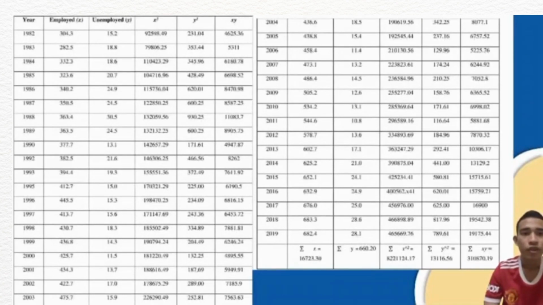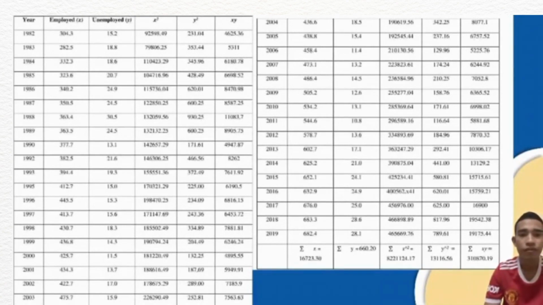Repeat the same procedure for the other years and complete the table. Next, find the sum of each X, Y, X2, and Y2. Just add the entries in each column and obtain the following sums. For example, for the sum of X, add all the X values: 304.3 plus 282.5 plus 332.3 plus 323.6 plus 682.4, and we get the answer.